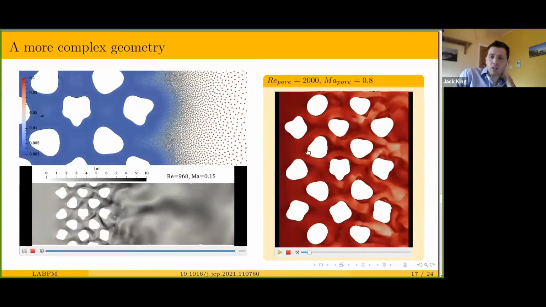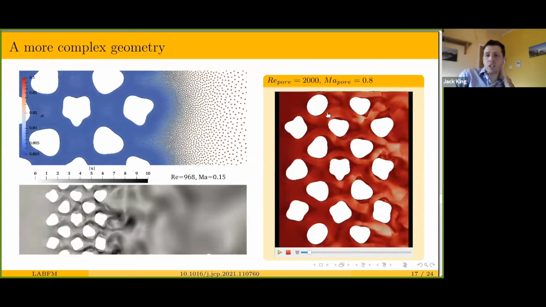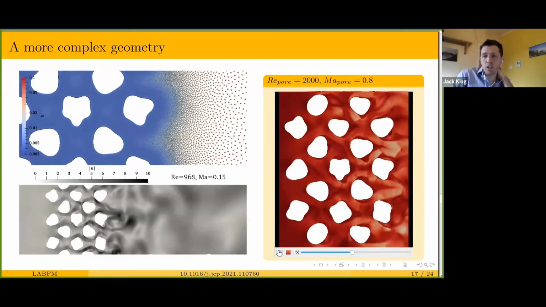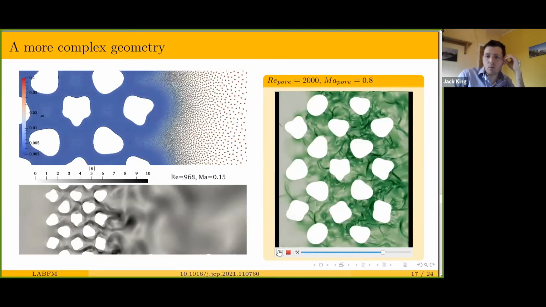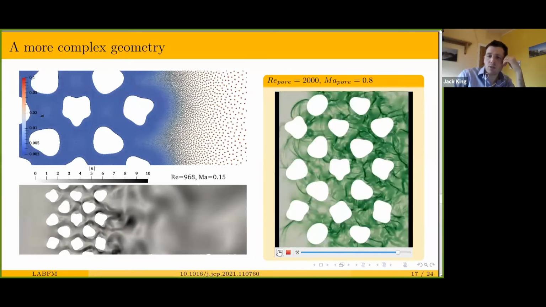This video on the right shows a slightly more challenging case. So we've increased the pore Reynolds number to 2000 and increased the pore Mach number at the inflow of the porous media to 0.8. So we've got maximum local Mach numbers of about 2.5 in here. And again, the first part of the video shows the local Mach number. The second part will show the generation of shocks within the porous structure and the propagation of these as acoustic noise that the method can handle. It is quite robust in this regard.